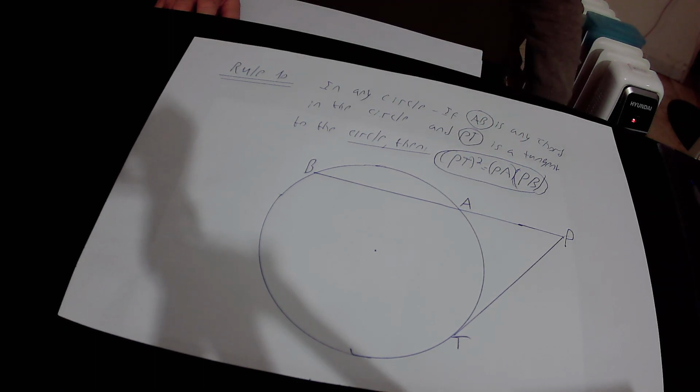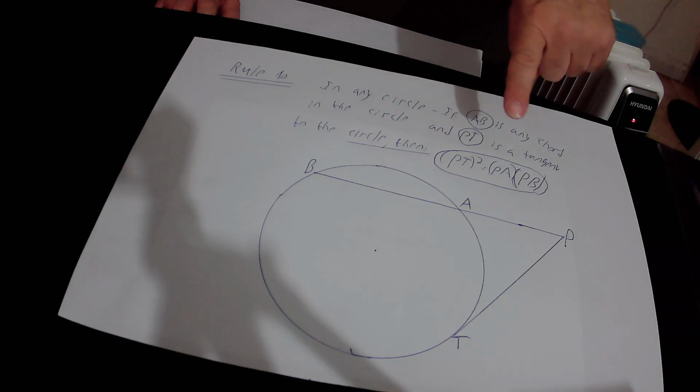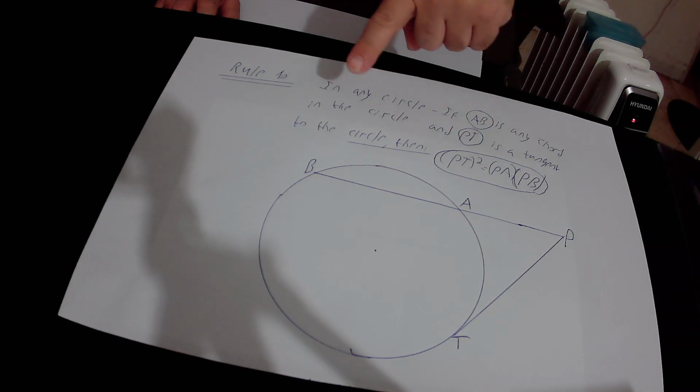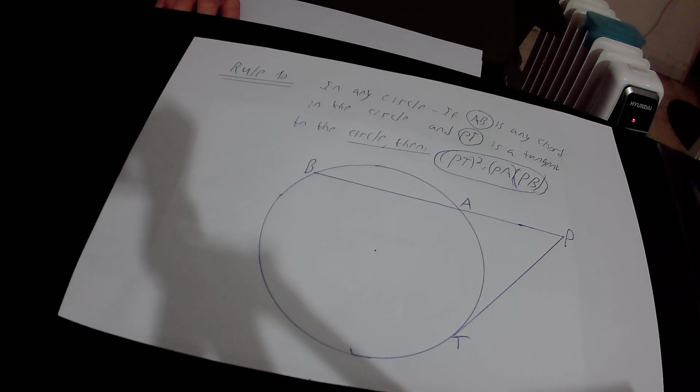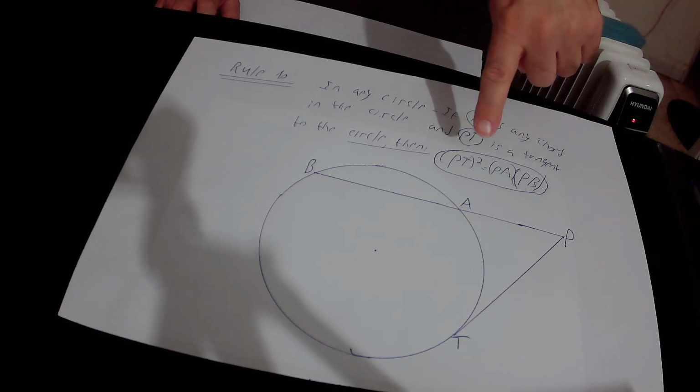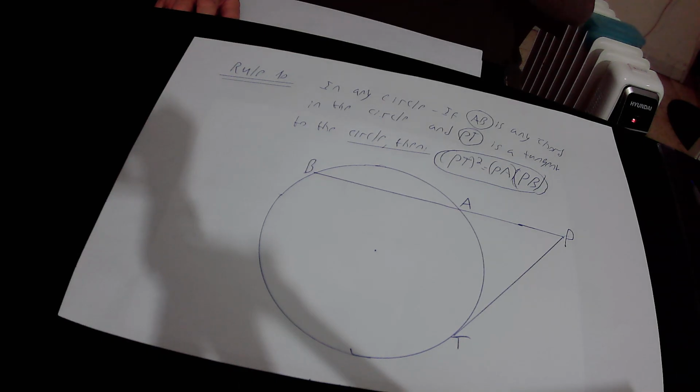Okay, again, PT is tangent to the circle at point T, and line segment PB cuts the circle at points A and B. Then, according to this rule number 10, the following equation is true: PT square equals PA times PB. Actually, we can implement rule number 10 in our drawing.